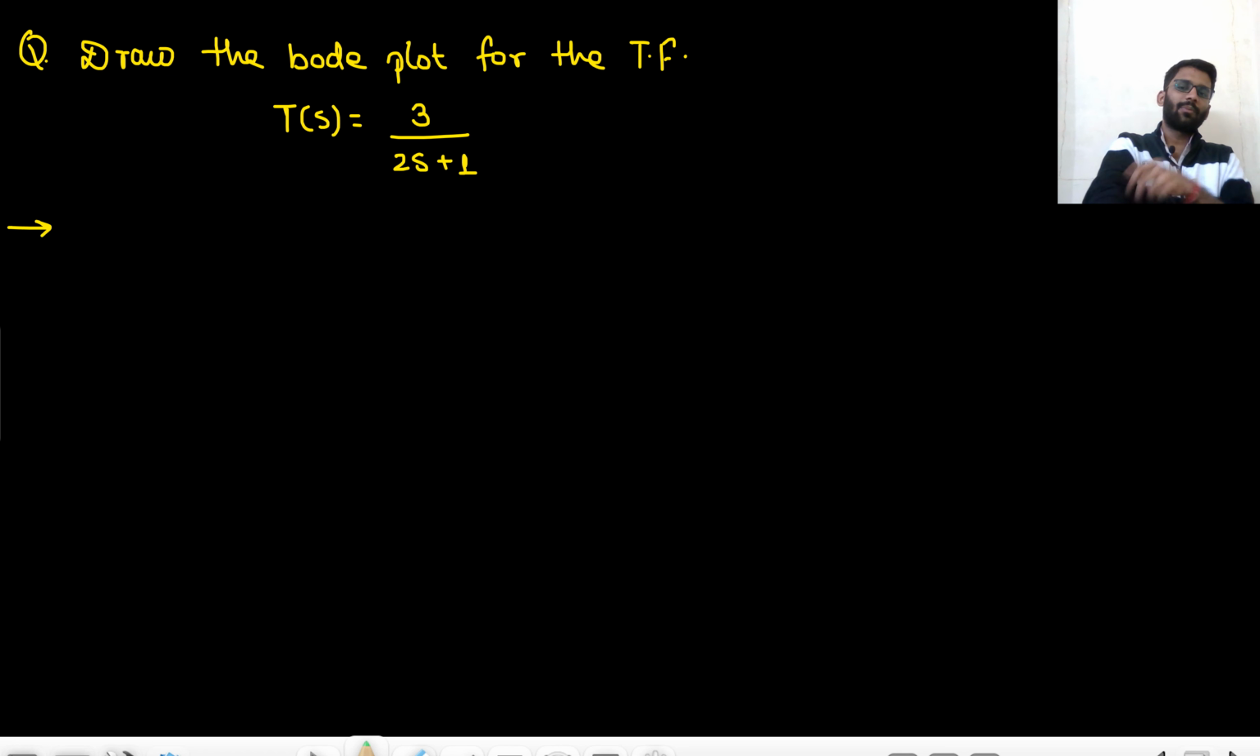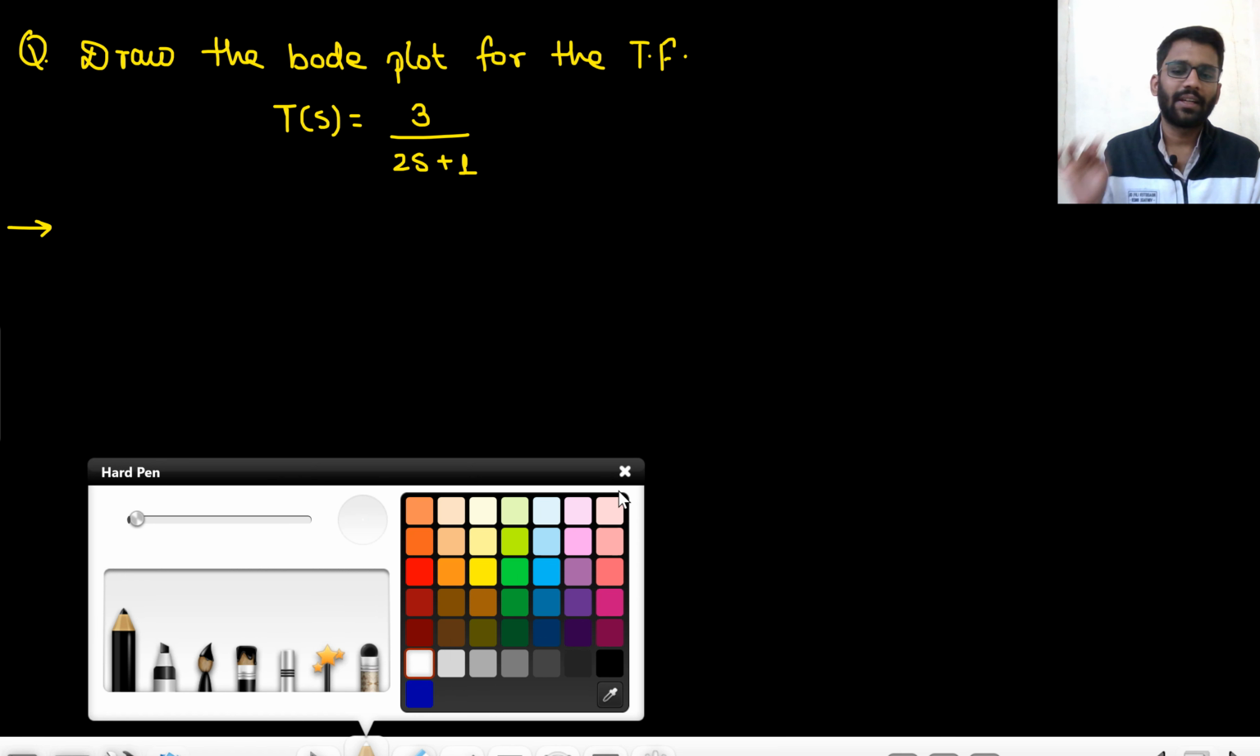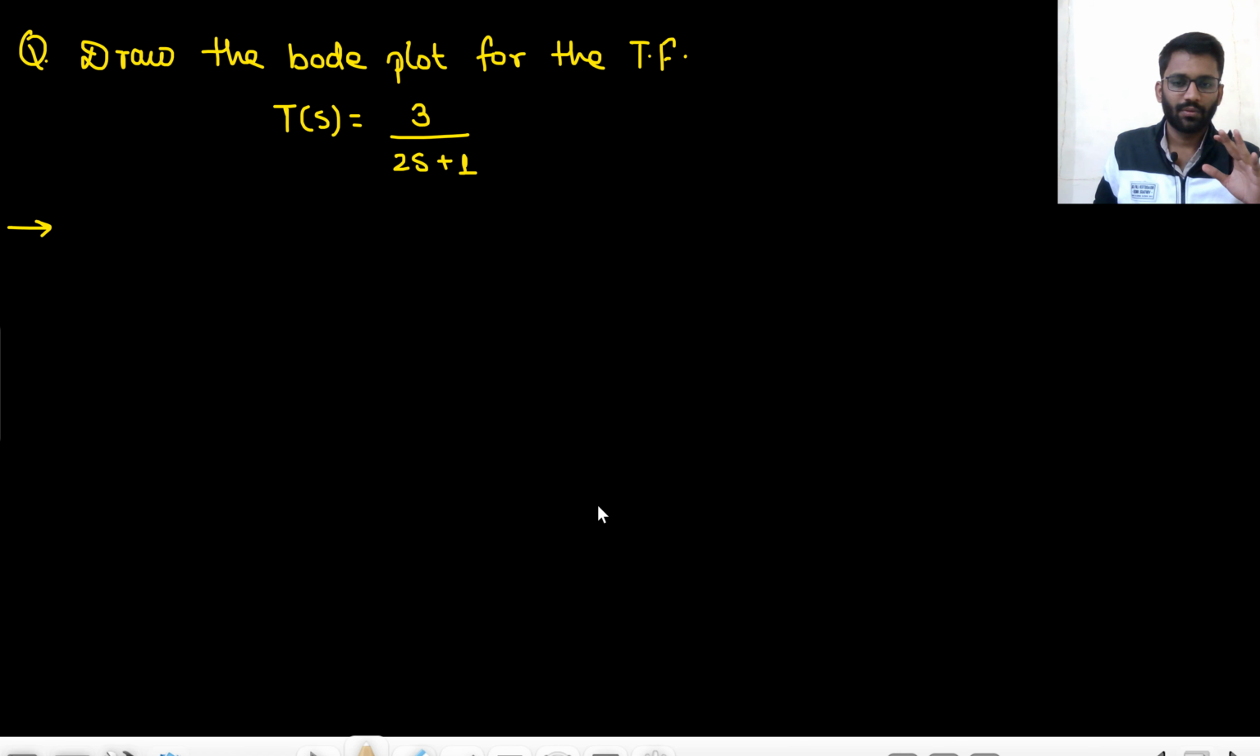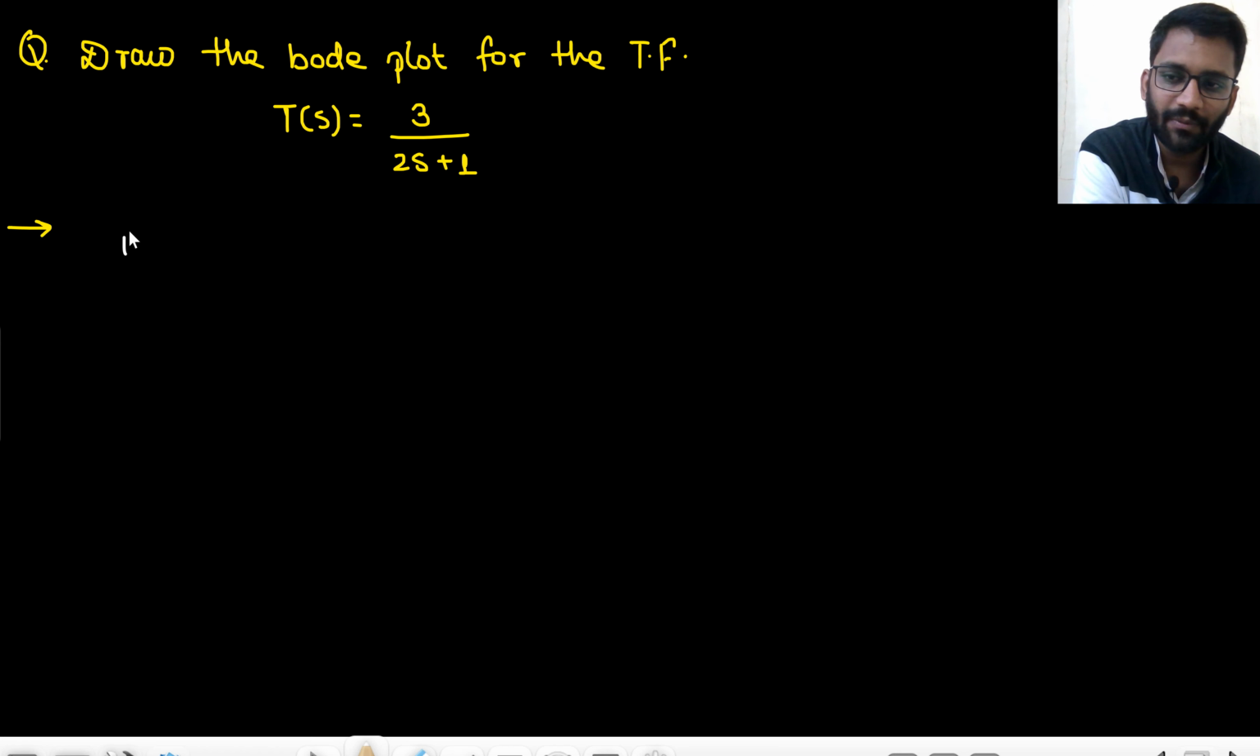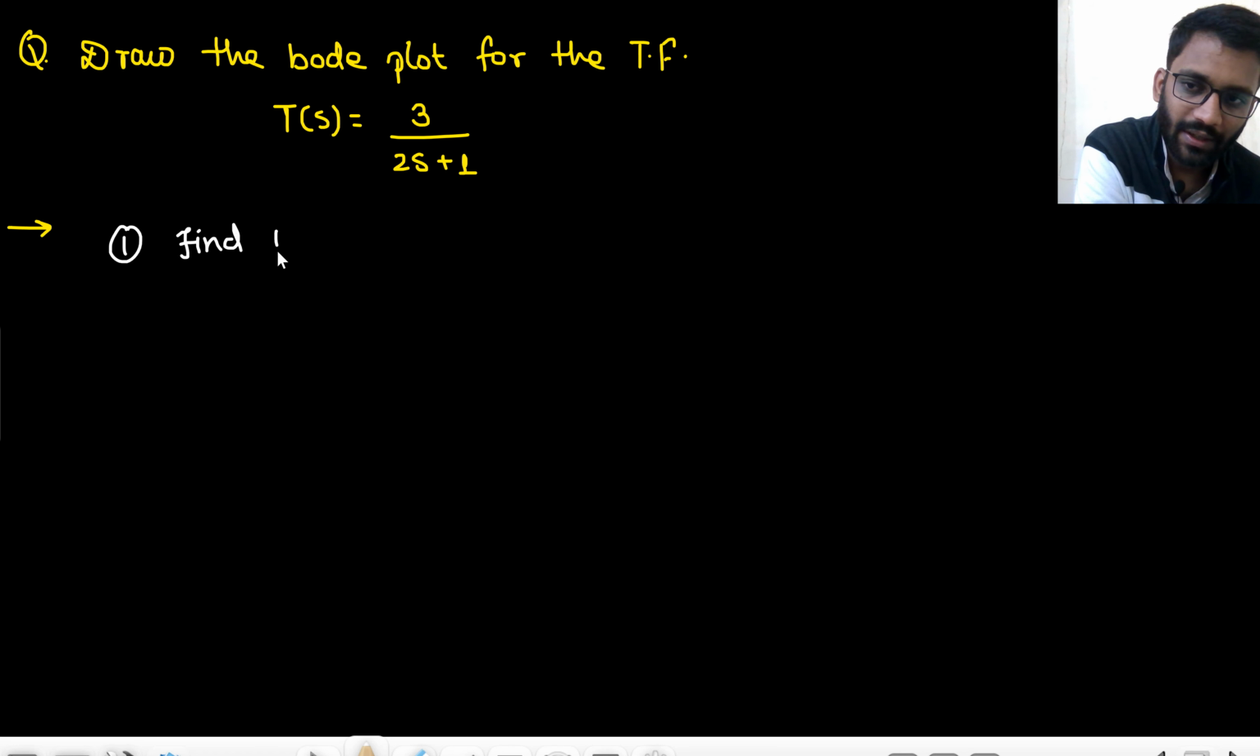Now this is the question, draw the Bode plot for this transfer function. This is the direct question that can be asked in the interview. So how will you do it? Okay, the first step is always find the DC gain. This is the first step. Find the DC gain in dB, of course.